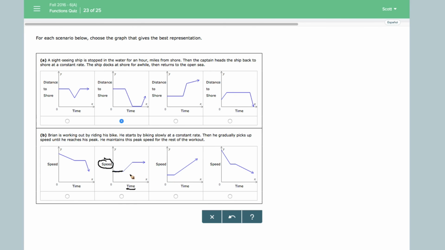So he starts by biking slowly at a constant rate. So it could either be that or that, but it's constant, so speed isn't changing, so it's not that one and it's not that one. He gradually picks up speed, so he starts getting faster. So both of those so far work until he reaches his peak, and then he maintains this speed for the rest of his workout. So he stops getting faster and gets constant again, so that would mean that the answer would be that graph.